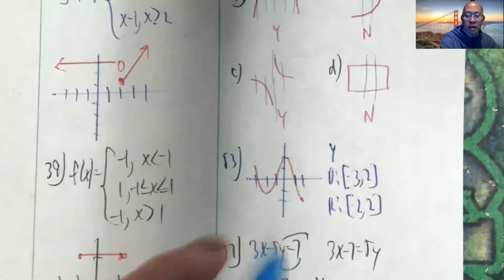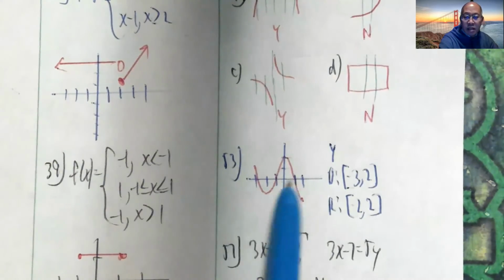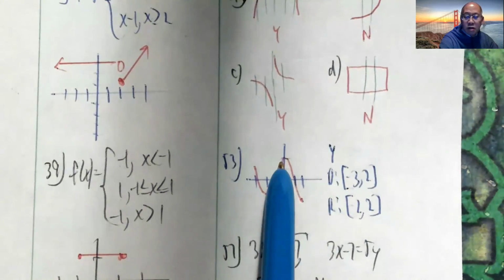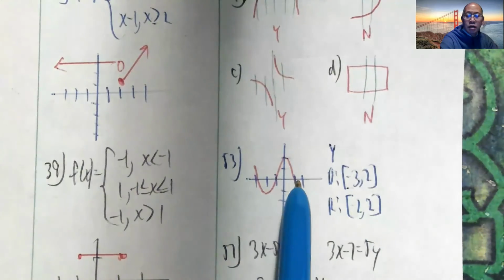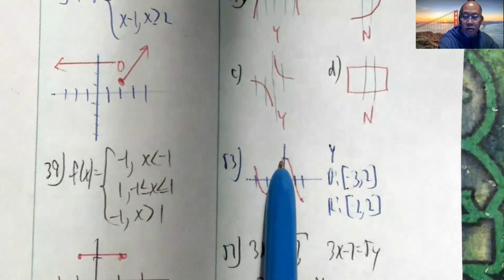53 asks for the domain and range. By the way, it is a function. It does pass the vertical line test. Domain is [-3, 2]. The range is [-2, 2], both bracketed because I go from -3, including -3, to 2, including 2. And for the range, I include the -2 and I include the +2.